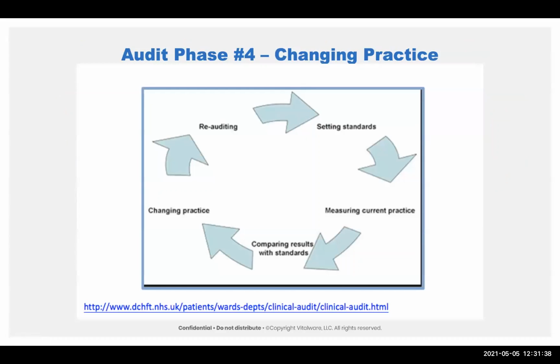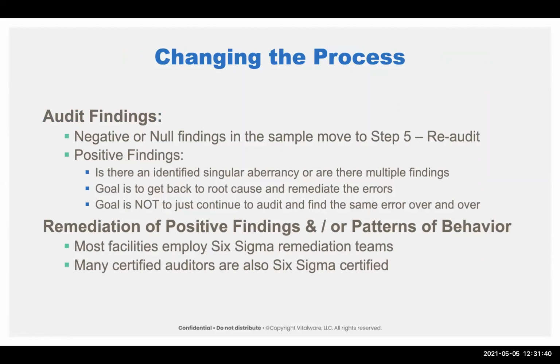Changing the practice is where I come in. This is basically your root cause remediation, putting a new practice plan in, making sure there's an audit set up for the path forward. So you're going to look at your positive findings. Is there an identified singular aberrancy, or are there multiple reasons this is happening? The goal is to get to the root cause and remediate the error.